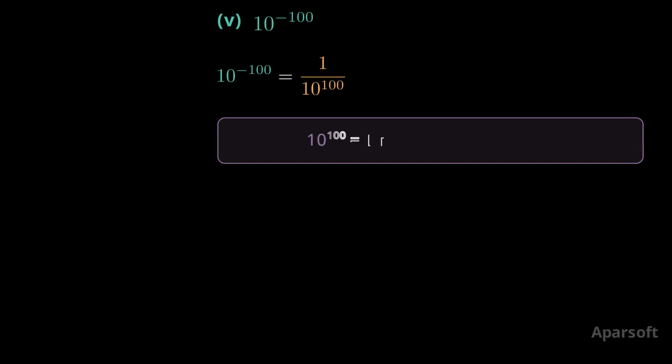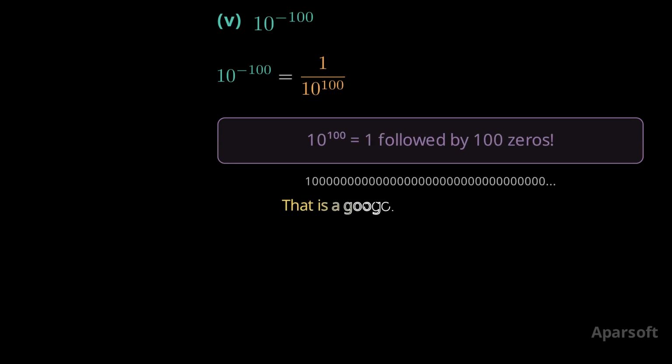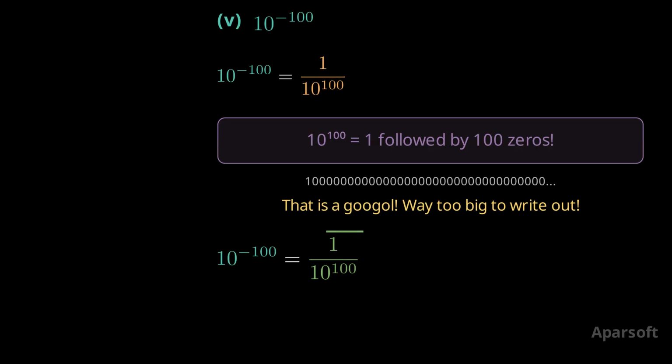Now for something interesting, an exponent so large, we cannot even write the full number. Part 5. 10 to the power negative 100. Same rule, 1 over 10 to the power 100. But wait, 10 to the 100th power is a 1 followed by 100 zeros. That is called a googol. Way too big to write out. So we simply leave our answer as 1 over 10 to the power 100.